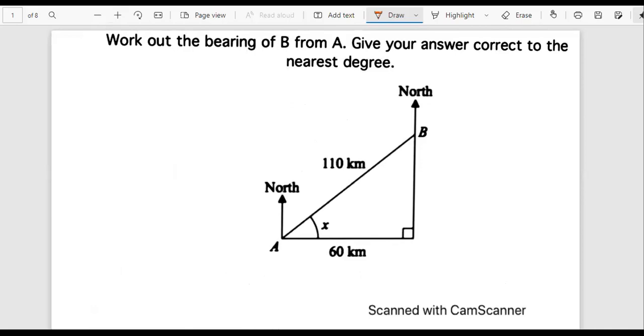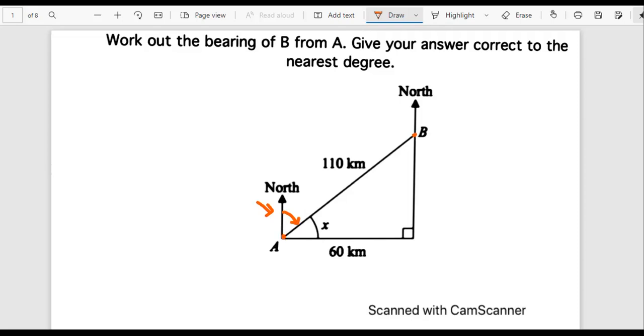Okay, let's talk about the first question. It says, work out the bearing of B from A. Give your answer correct to the nearest degree. All right. Now we need to work out the bearing in this case. Right. So it says from A. Okay, so I need to focus on this north and I need to make a line that connects A and B. This is the line, and what is going to be the angle? The angle is going to be in the clockwise direction. So this would be the angle.